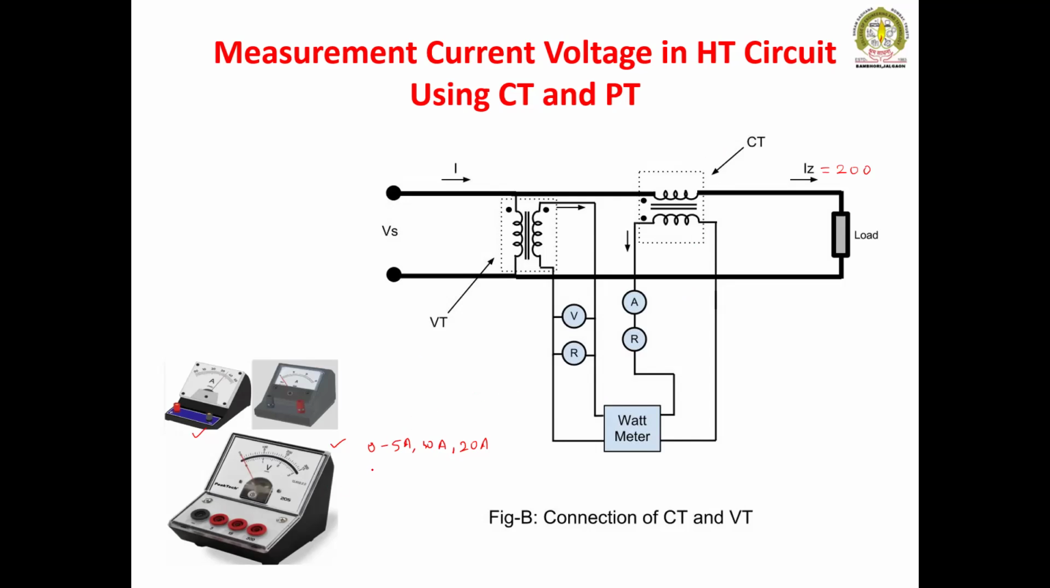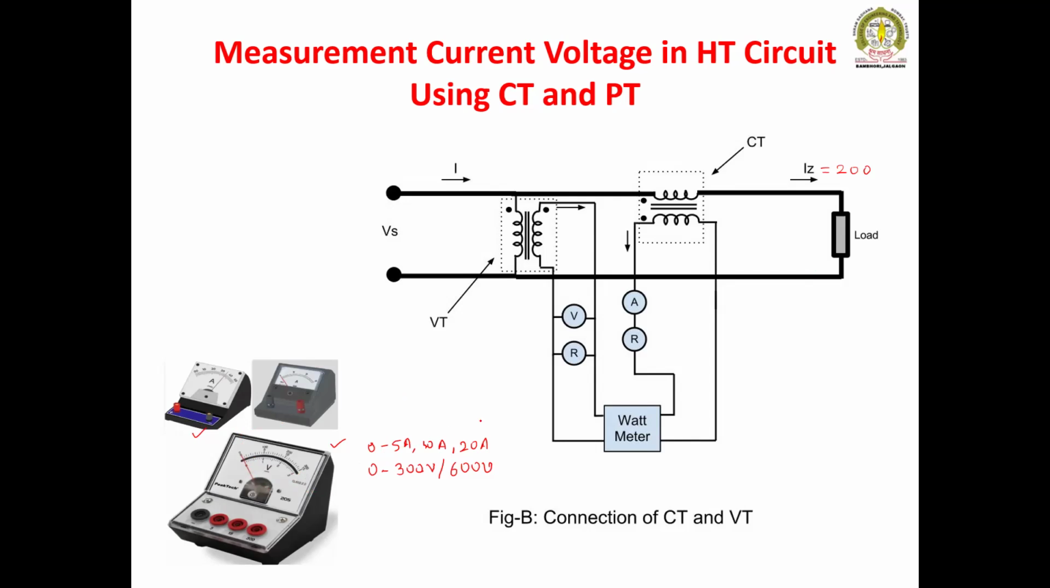Similarly, the lab voltmeter is in the range from 0 to 300 volt for a single phase circuit, and for a three phase circuit it is 600 volt. So if the voltage is more than 600, say for example 11 kV, it is not possible to measure it with our ordinary voltmeter. At the same time, we cannot construct an ammeter which can carry a current of 200 ampere, and similarly a voltmeter which can handle up to 11 kV or 33 kV.